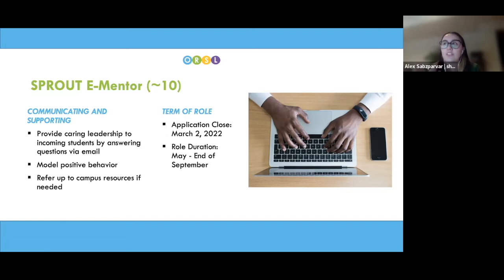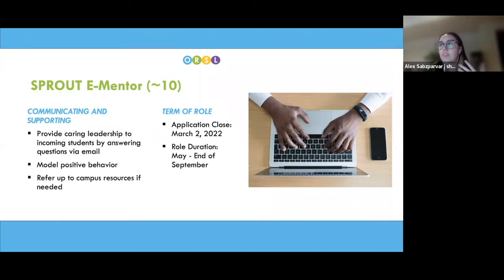So what does it look like? Essentially, you're providing caring leadership to incoming students by answering questions via email. So throughout the summer, our office will be releasing bi-weekly newsletters to all the incoming students before they essentially start their first classes in September. And during that time, students will get your email or a way to communicate with you and ask questions. They might say hello, they might ask for a specific resource. And this can look like about 5 to 10 emails a week, more or less, depending on the time. Usually there's a spike when a newsletter goes out, students think, oh, this is a great time for me to ask questions because I'm reminded of something through the newsletter, and then they'll message you and you can respond.